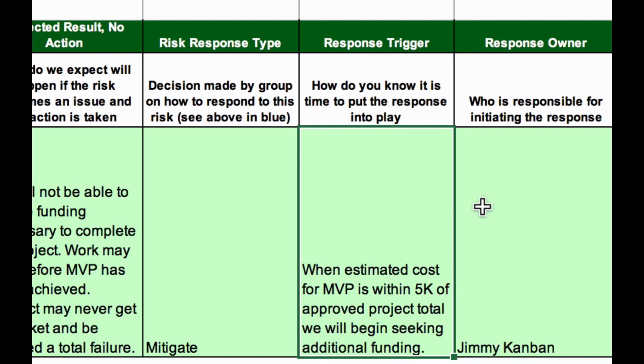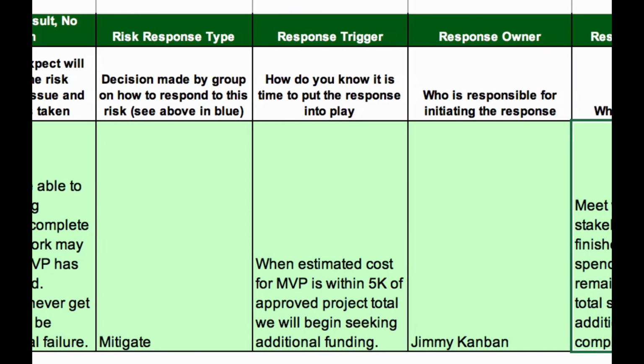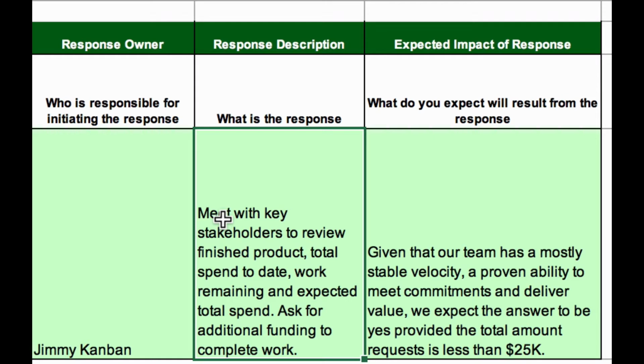Now I've got somebody who's responsible for identifying the risk, and in this example also someone who is responsible for initiating the response. So when it's realized that we are in that danger, this person, Jimmy Kanban, is going to have to go and try to get extra funding for the project. So there's a description here of what action we expect the person to take when they realize that the risk has occurred, and then we're going to move on to what we think will happen. So if we actually put this plan into play, what do we expect the response to be?